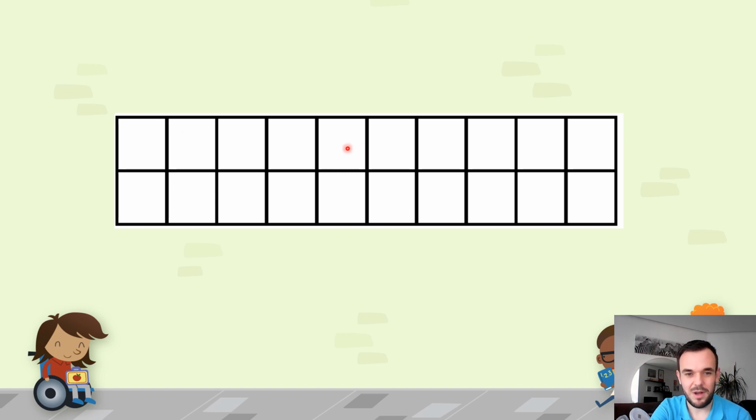So I have given you lots of little boxes here, and they are all white, and there should be 20. Let's just check there are 20 boxes. 1, 2, 3, 4, 5, 6, 7, 8, 9, 10, 11, 12, 13, 14, 15, 16, 17, 18, 19, 20. That's right, there are 20 boxes, and we write the number 20 like this. A 2 with a 0 makes 20.